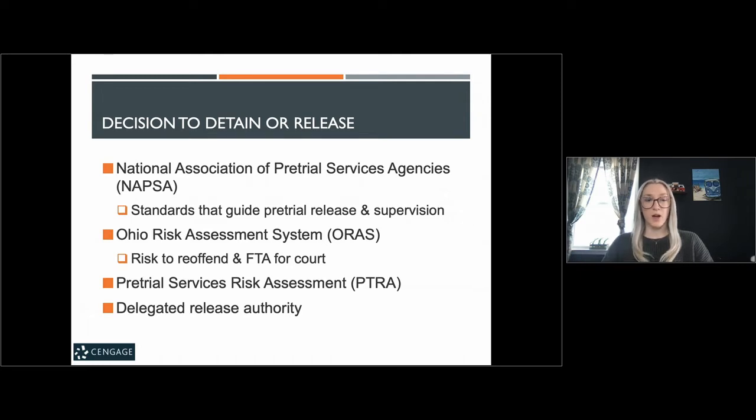We then have the Ohio Risk Assessment System, and you will be completing one of these for one of your assignments coming up, but they actually have a pretrial assessment tool as well. And this is a valid prediction of whether the offender is going to have a new arrest, as well as the possibility for them to fail to appear for the next court hearing.